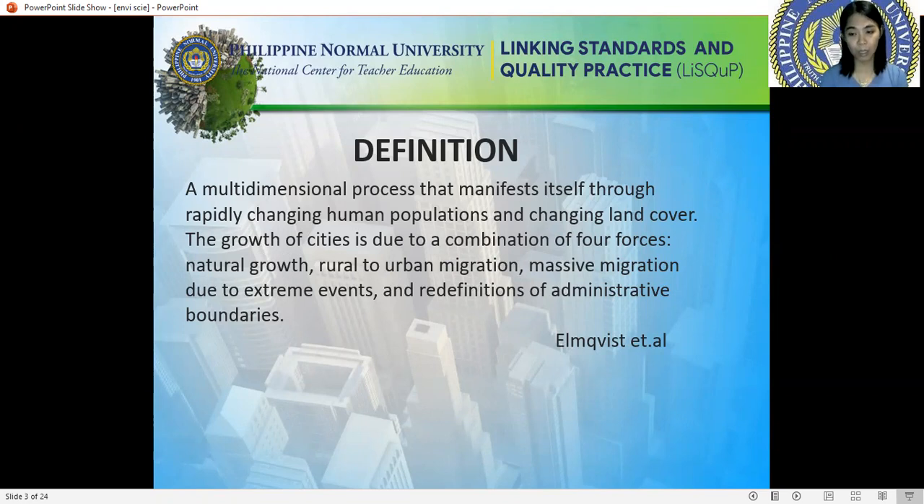Again, as I mentioned a while ago, there are many reasons why people migrate. It can be opportunity, safety, health reasons, and protection. And the third one is massive migration due to extreme issues. Similarly, that's happening today in Afghanistan. People are migrating from their country, Afghanistan, going to other countries. So they are refugees. They are escaping the events that are happening now in their country. And the fourth is the redefinition of administrative boundaries. This is the definition according to Enquist.